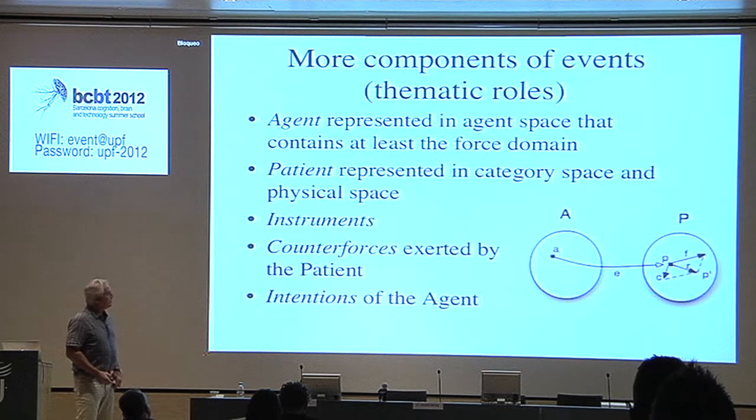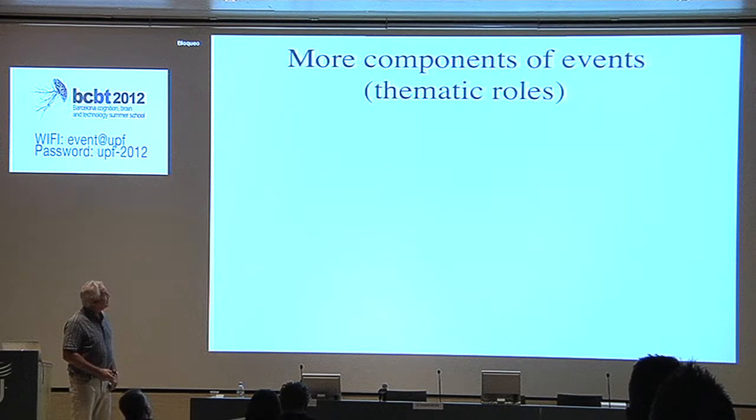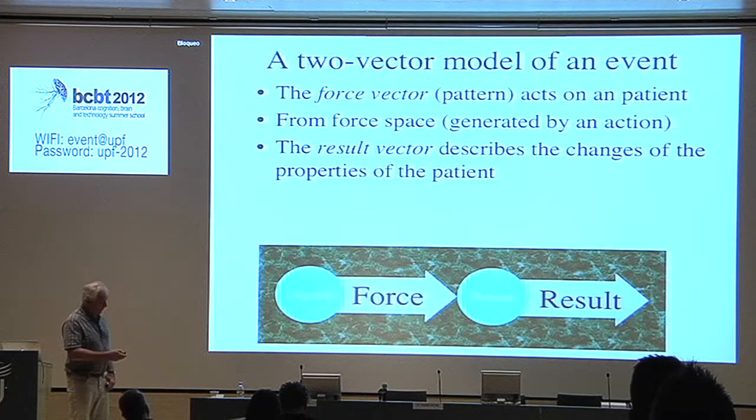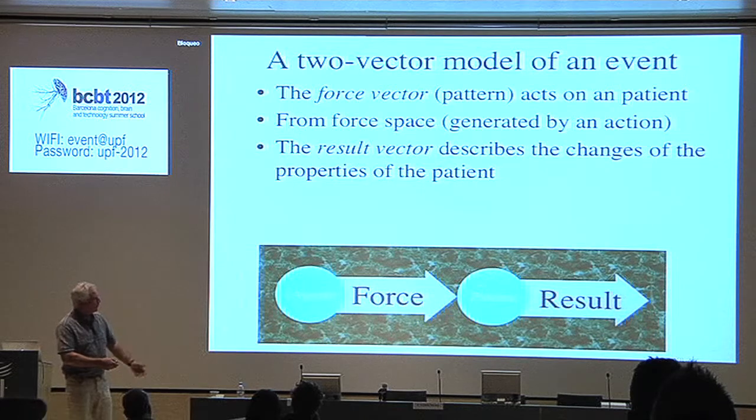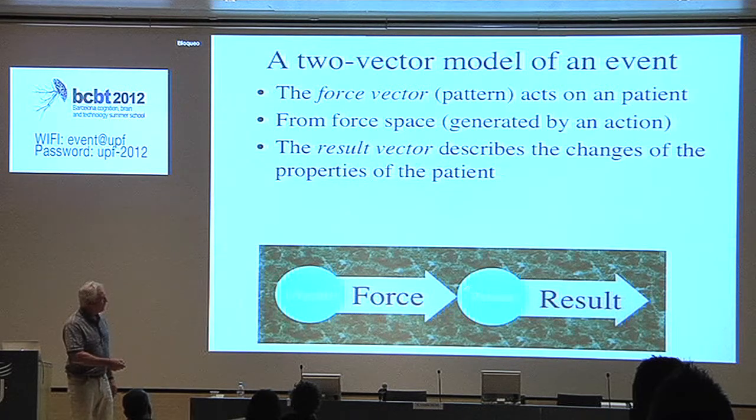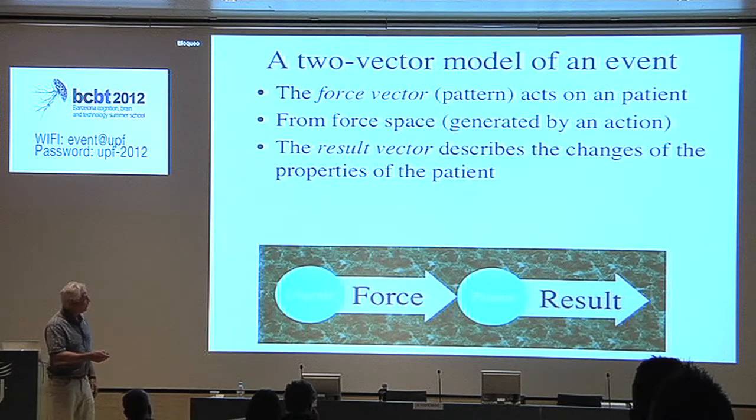Now, let me go back. This is a basic model, but you can add a few things here. Sometimes you have an action of giving, then there is not only one patient, but there are the object given, and then there's a recipient. Things get a little bit more complicated, but you could also divide that into two sub-events.